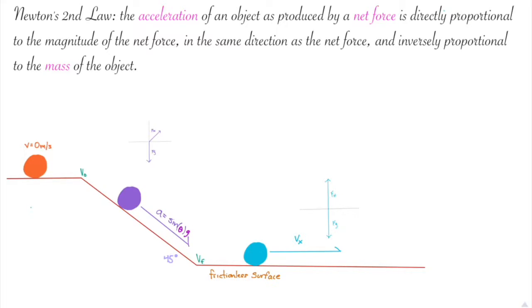Now this is pretty long, but the acceleration of an object that's produced by a net force is directly proportional to the magnitude of the net force, in the same direction as the net force, and inversely proportional to the mass of the object. So this is the equation equivalent of what Newton is saying in his second law.